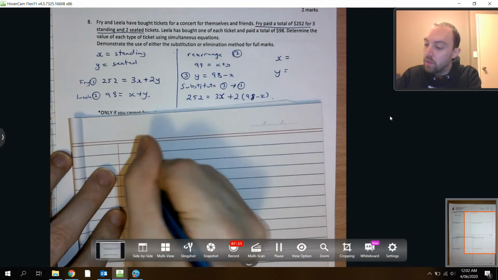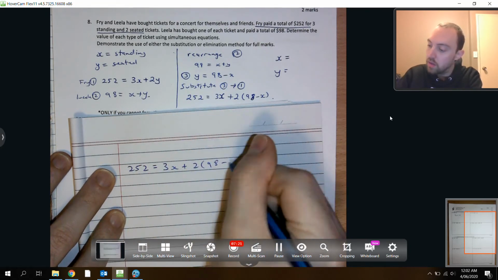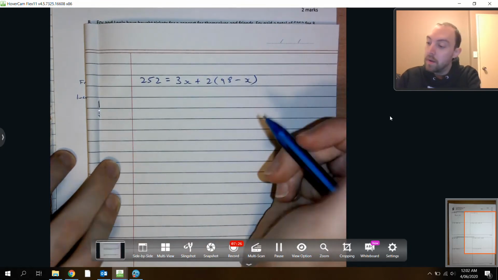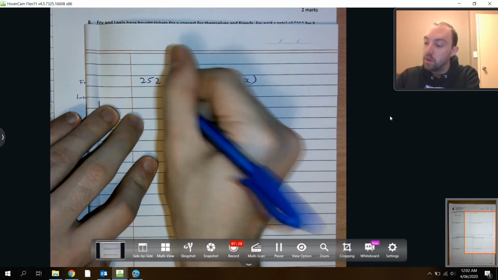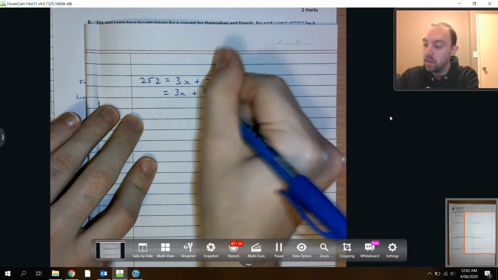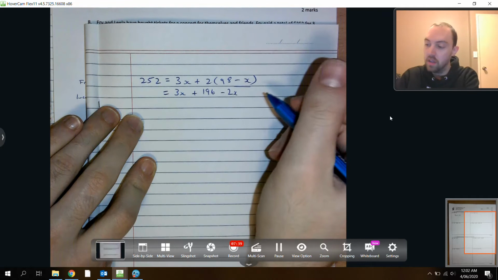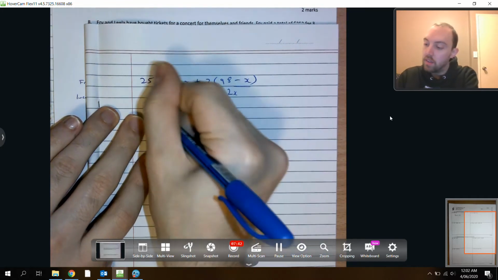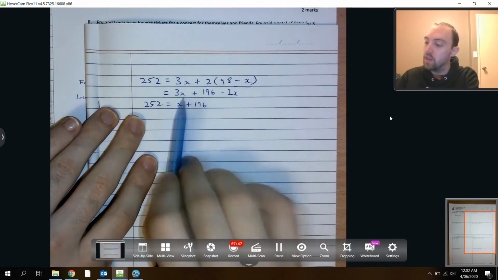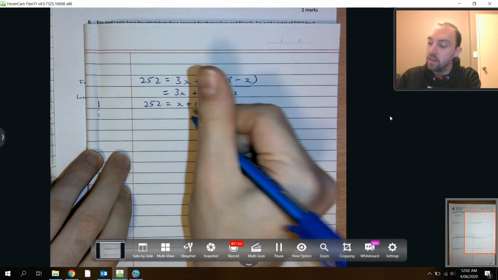We've got 252 is equal to 3x plus 2 lots of 98 take x. That's where we started. X is in 2 locations, so I need to break it. I'll break this bracket up. 2 times 98 is 196, take 2x. Sign goes with it. We'll keep repeating that. And that leaves us at 252 is equal to x plus 196. 3x take 2x is 1x. That's how we got there. And then we're going to take 196 from both sides.